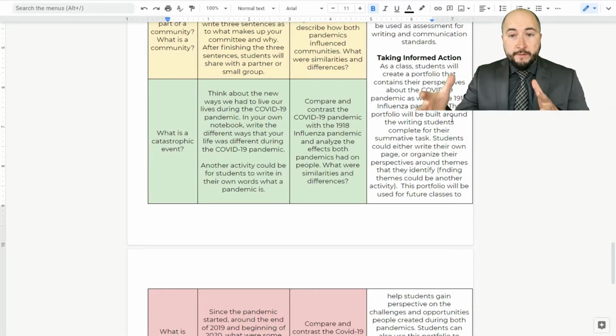So this is an alternative, right? Students actually taking the knowledge and doing something with it in the classroom and sometimes outside the classroom, depending on what your school can do.